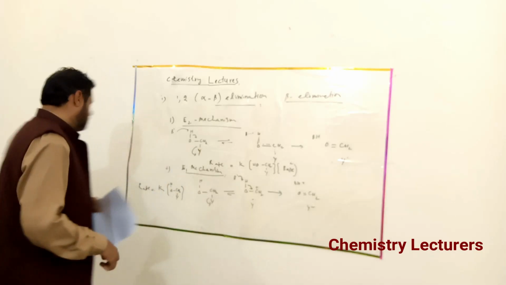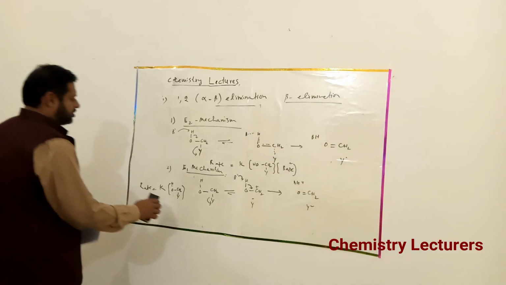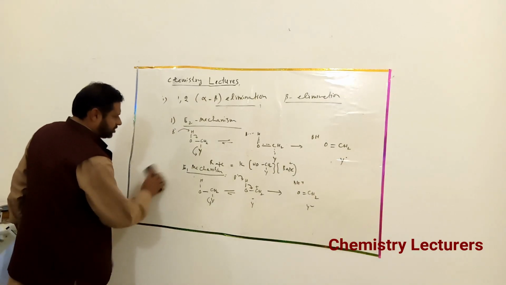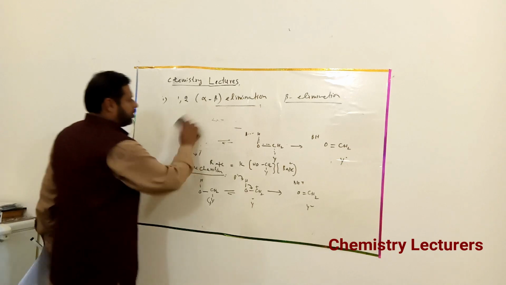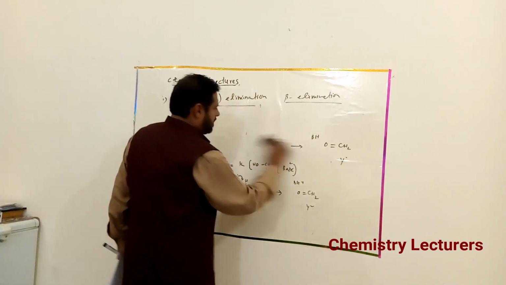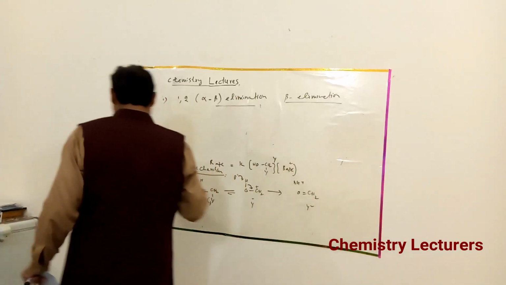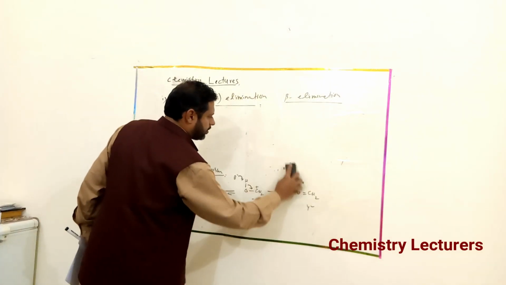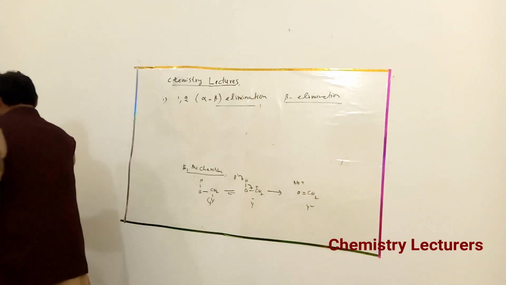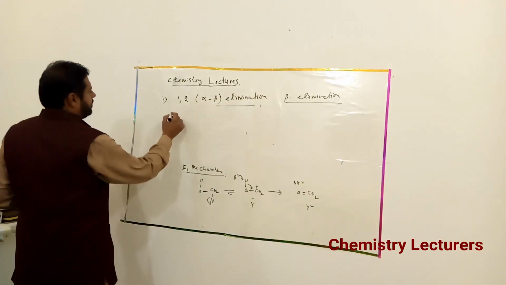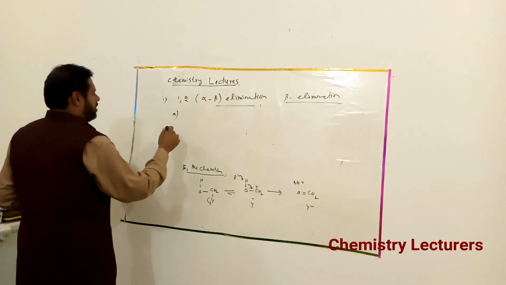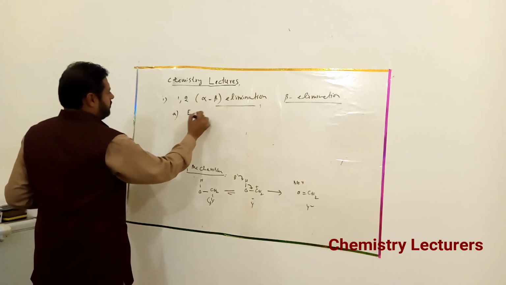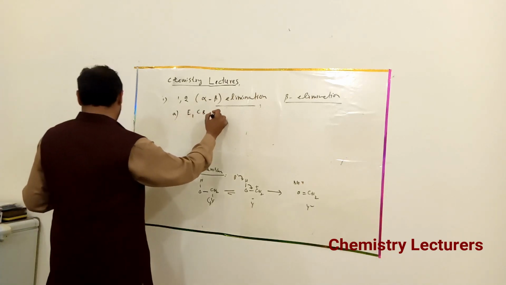So we have another, third type of elimination reaction. This is called the E1CB elimination reaction. I will not remove the E1 mechanism from the board because it is similar to the E1 mechanism. The third type of mechanism of elimination reaction is the E1CB mechanism.